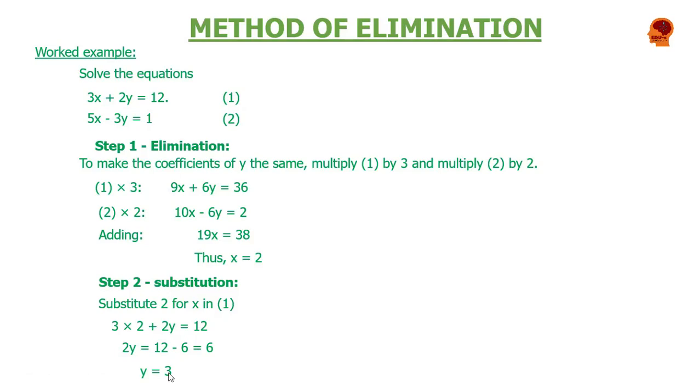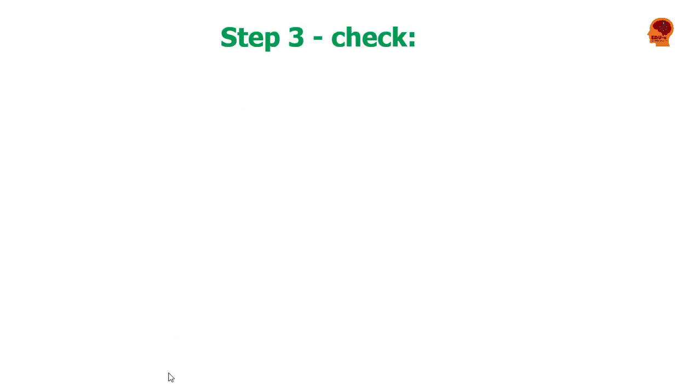Now this is very simple. I have my values here: x equals 2 and y equals 3. Now let's run checks. I advise that we run checks on anything we solve, most especially simultaneous linear equations. Very good. So we are going to substitute 2 for x and 3 for y in both equations.